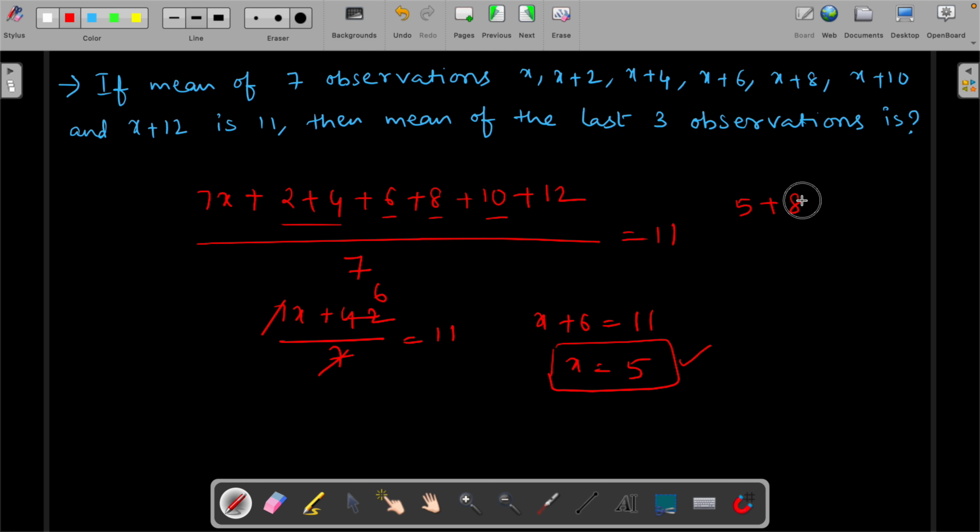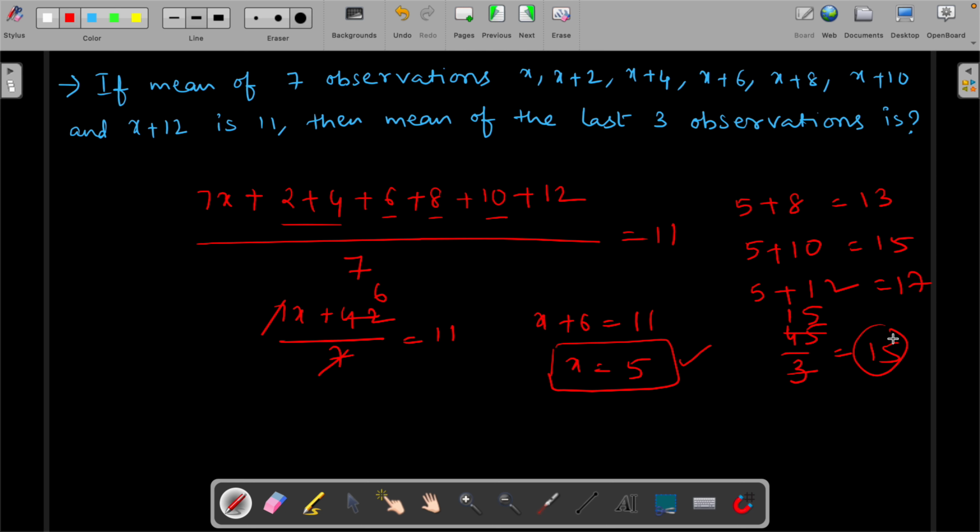5 plus 8 is one observation, 5 plus 10 is one observation and 5 plus 12 is another observation. What is this? 13, this is 15, this is 17. We need to find the mean of this, which is nothing but, what is 15 plus 13? 28. 28 plus 17? 45. 45 by 3, which is nothing but 3 ones are 3 and 3 fives are 15. So this is the answer.